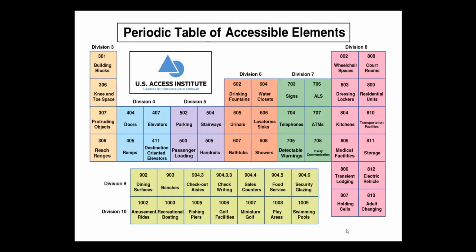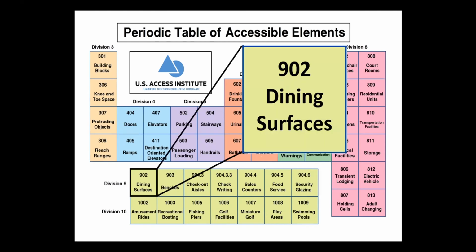First, we start with the periodic table of accessible elements. It's not a real chart in the access standard sense of things, but hey, we want to make access fun. We start as we always do in the 2010 ADA standards for accessible design. Next, we drill down to section 902, and that covers dining surfaces and work surfaces. Dining surfaces is the subject of today's video. We will cover work surfaces in another video.